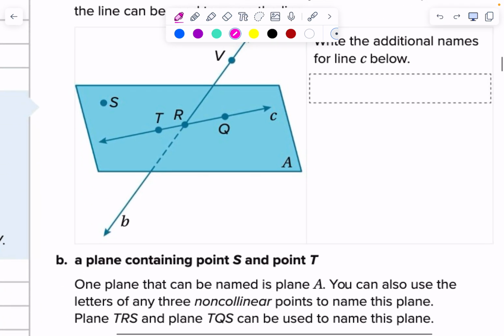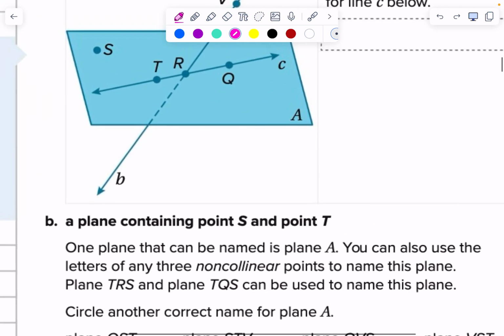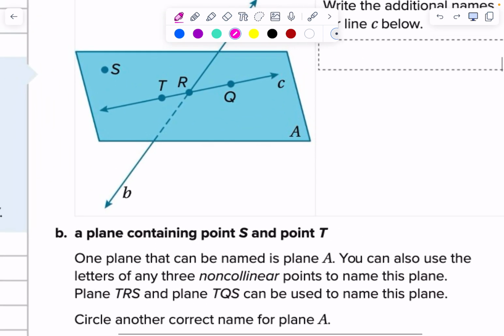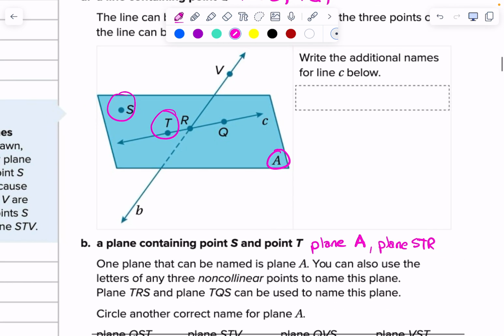All right, going down to B. I'm going fast. Will we have to graph all this together? You will have to graph a couple things, but not everything, just like how I'm doing here. Give me a plane that contains point S and point T. Do you know where point S and point T are? Give me a name of that plane. Plane A, that's the cursive letter in the corner, or I could call it plane STR, or whatever, just as long as I pick 3 points that are on that plane.